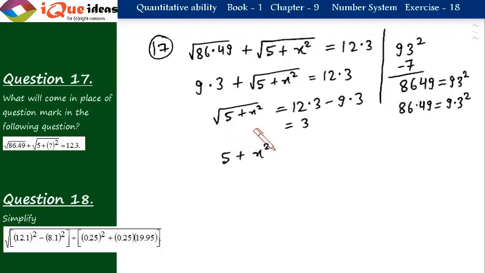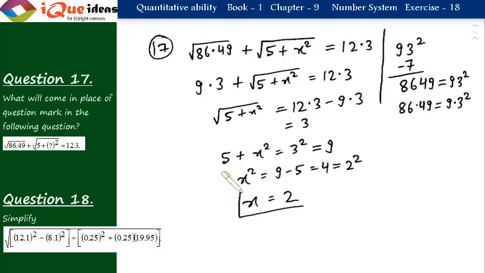So if you remove the square root, it will become 5 plus x square is equal to 3 square, which is 9. So x square is equal to 9 minus 5, which is equal to 4, which is 2 square. So finally, the answer would be x equal to 2. So x square is equal to 2 square, so x is equal to 2, right?